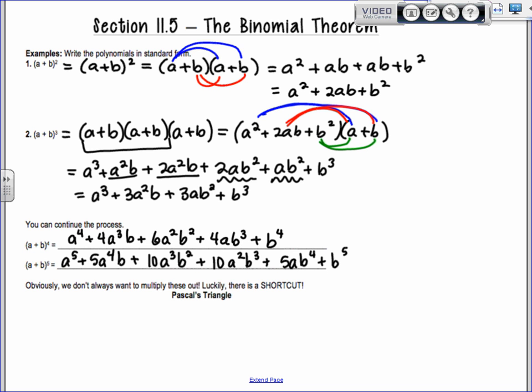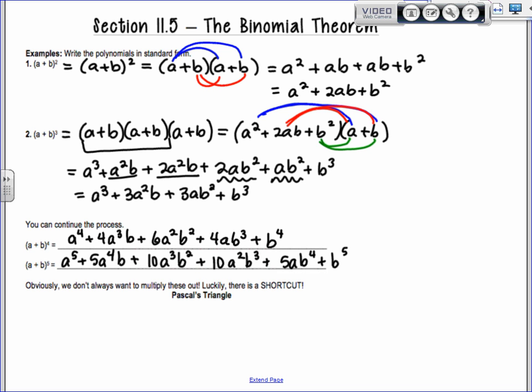Okay. Another thing with the exponents, notice how the exponents are always adding to be whatever power you had originally. So when I have a plus b to the 5th, I have a to the 5, and then I have 5, a to the 4, b to the 1. 4 and 1 make 5. And then the next powers are 3 and 2. That makes 5. And 2 and 3 makes 5.